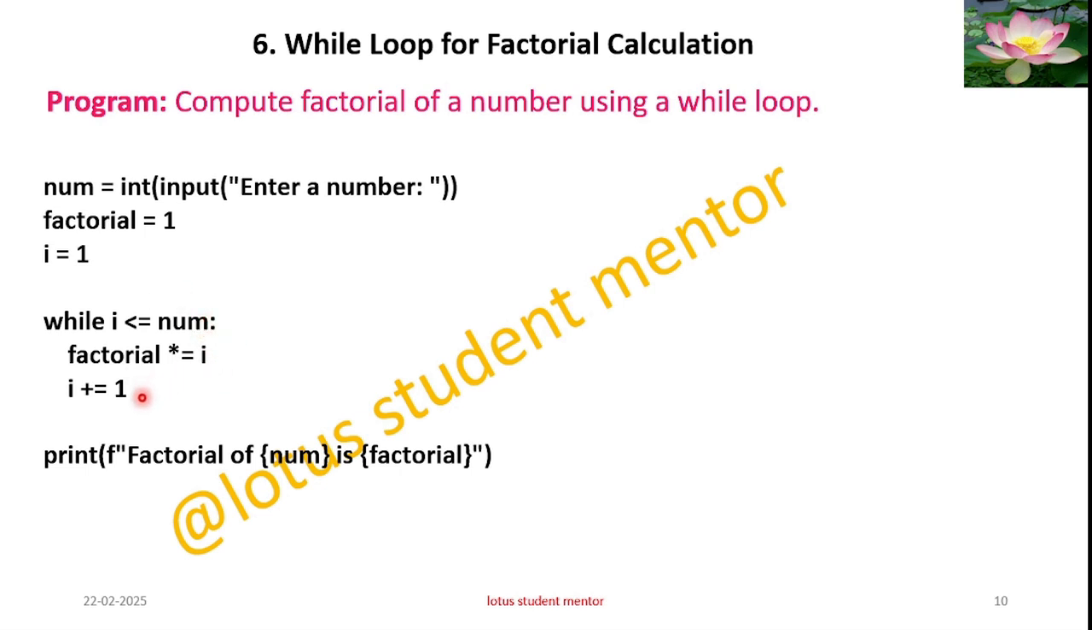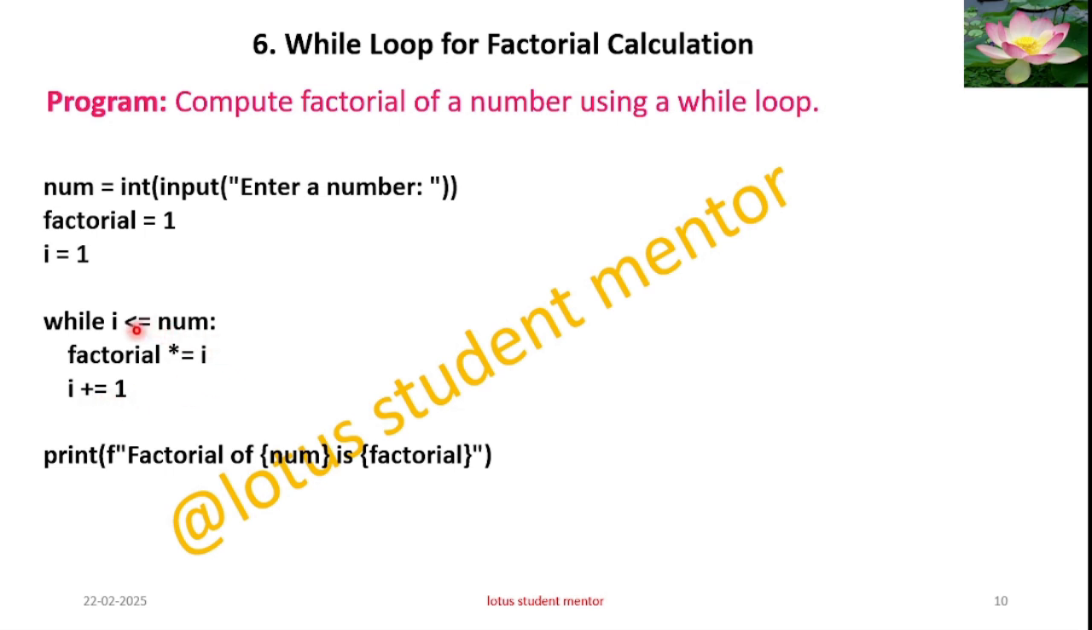Then the increment takes place, that is i equal to i plus 1. Then what does it become? i becomes 2. That 2 goes here, already i in the place had 1. Now 1 into factorial is stored as 1. Then factorial equals factorial into 2, that is 1 into 2. Then again i equals i plus 1, i is already 2 before. Then what happens? 2 plus 1, that is 3.